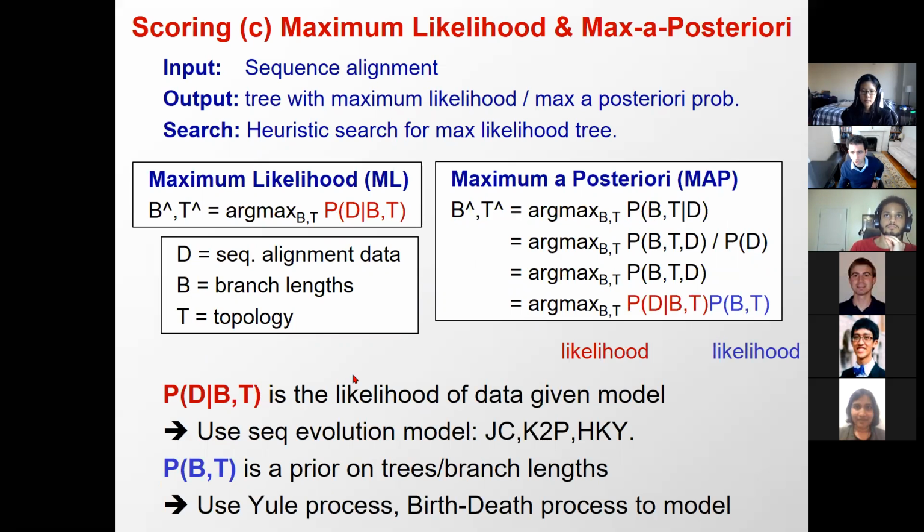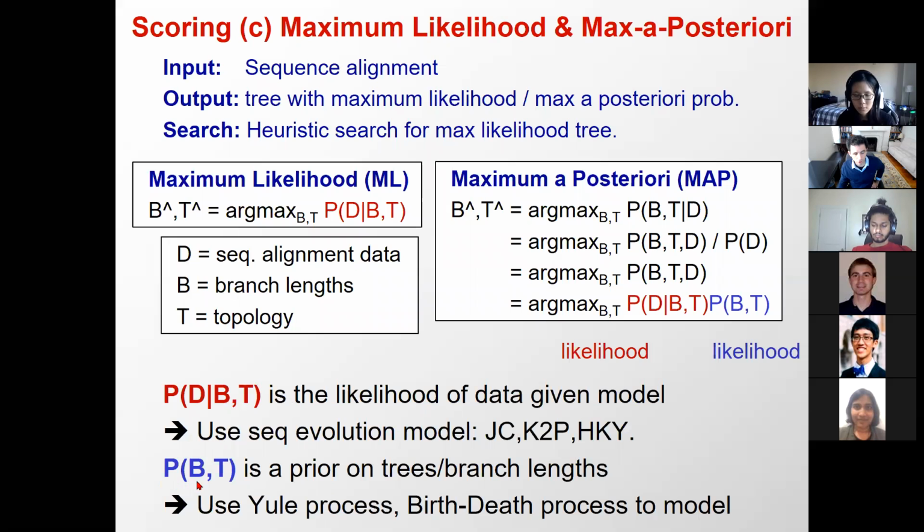And the reason why I can ignore the division by P of D is because this probability of all of the data is the same regardless of what hypothesis I choose. So as I'm searching for the maximum, it doesn't depend on D, so I can just get rid of that. Okay. So using Bayes' rule, I can just ignore that. So the probability of the data given the branch length and topology is the likelihood of the data given the model. And we can use the sequence evolutionary model, Jukes-Cantor, Kimura two-parameter, or HKY, that basically give us directly the probability of observing a set of distances given the branch lengths and the topologies.